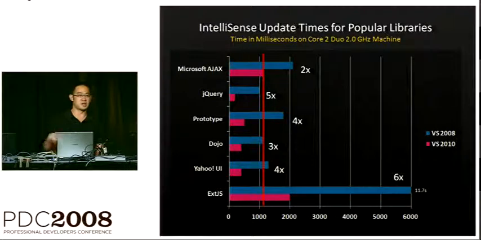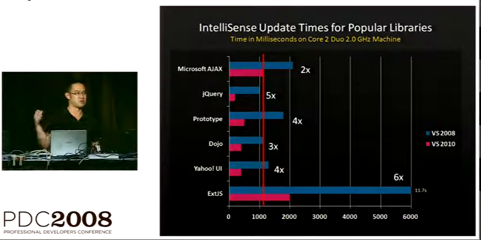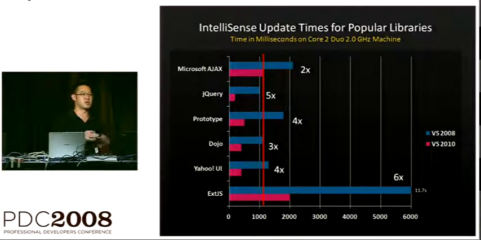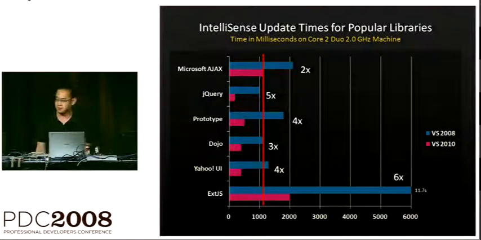Notice the red line, which is about a second, is about your threshold for noticing when things update. And what I want to point out is that all the red bars, which is VS 2010, are all under a second, which means that you probably just won't notice anything updating as we move forward.